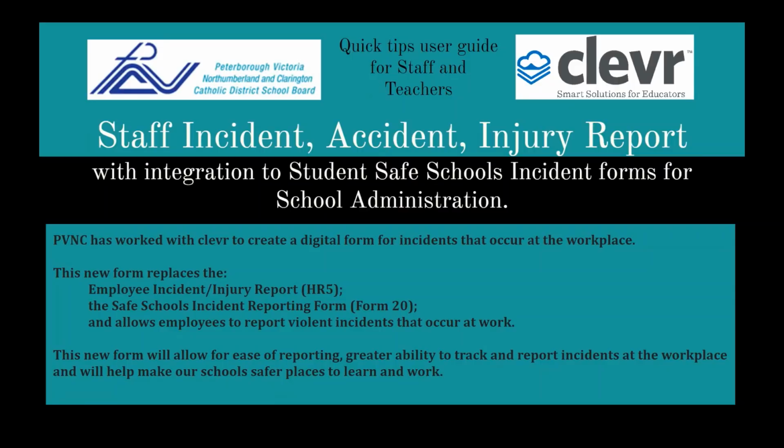This new form replaces Employee Incident Injury Report HR number 5, the school's Safe School Incident Reporting Form number 20, and allows employees to report violent incidents that occur at work. This new form will allow for ease of reporting, greater ability to track and report incidents at the workplace, and will help make our schools safer places to learn and work.